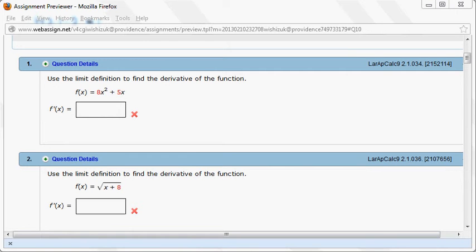Okay, let's look at homework 2.1, 2.2, number 1. So we need to use the limit definition to find the derivative of this quadratic function. So let's do that.